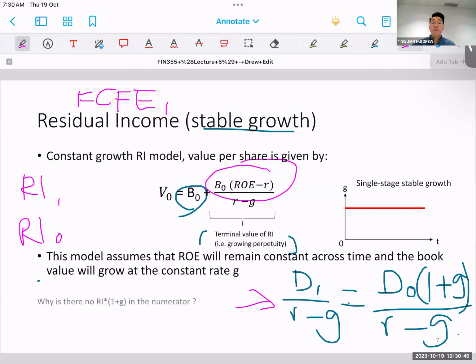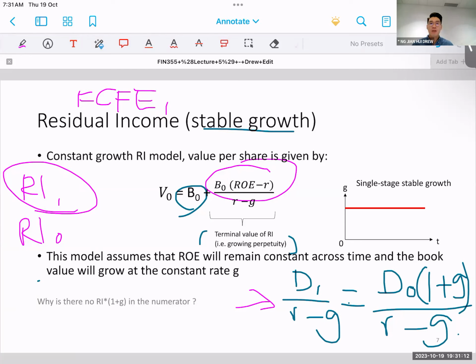So in terms of the future residual income, it is already RI1, which is the future, because of how the model is being created, right? So yeah, hope you can appreciate this. If you do recall your TMA in your FCFE, we did need to multiply by 1 plus G and all those things, right? In order to calculate the terminal value.